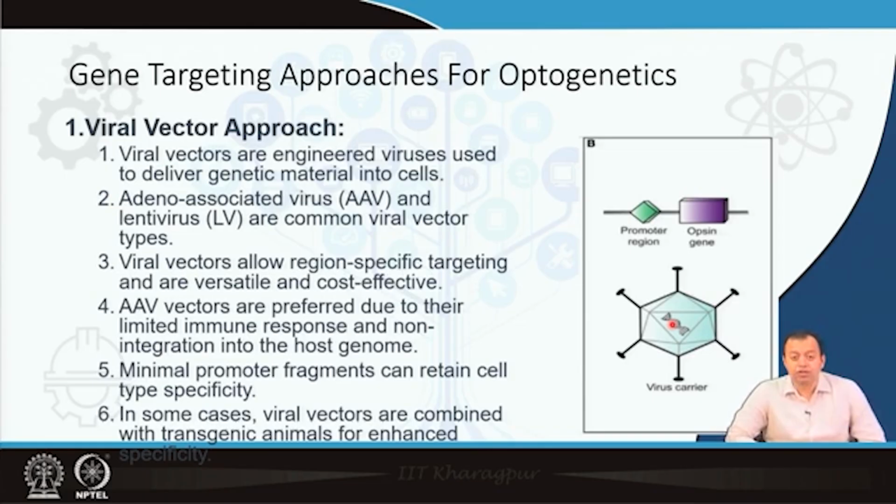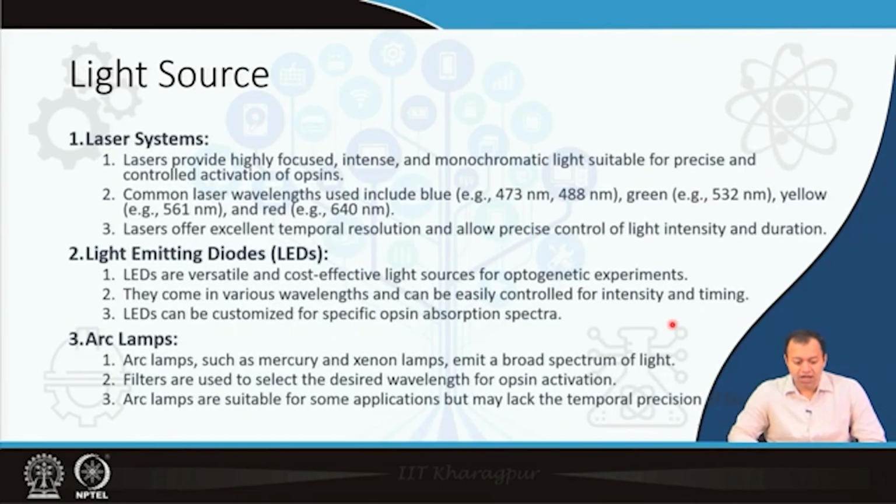Think about the pandemic that we just suffered. Anyways, viral vectors are engineered viruses used to deliver genetic materials into cells. Several different types of virus, adenovirus, lentivirus are common viral types. Minimal promoter fragments are required. In some cases, viral vectors are combined with transgenic animals for enhanced specificity.